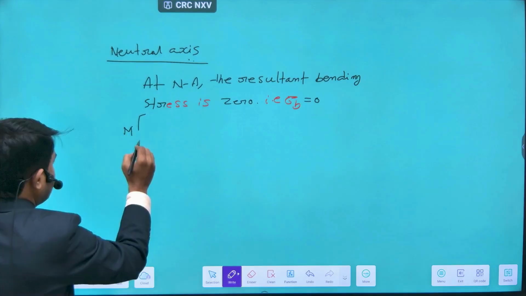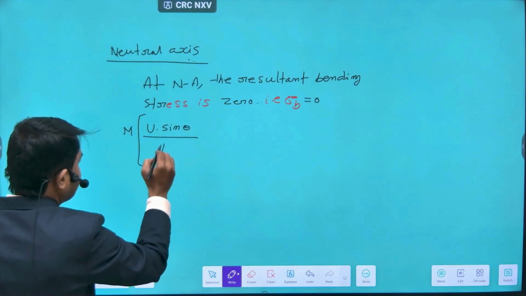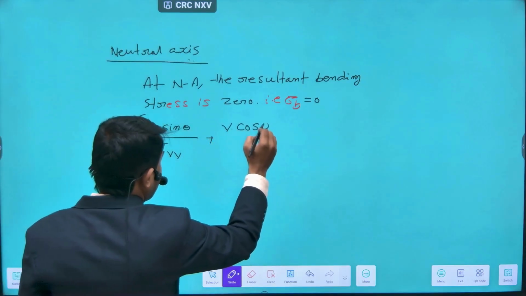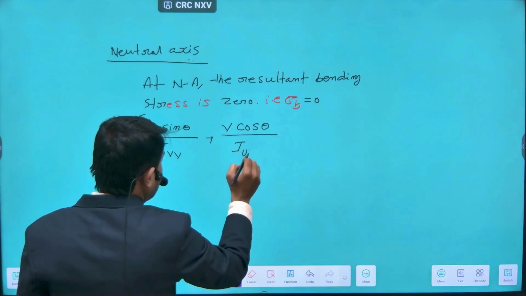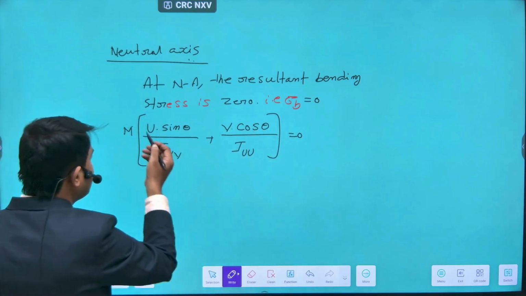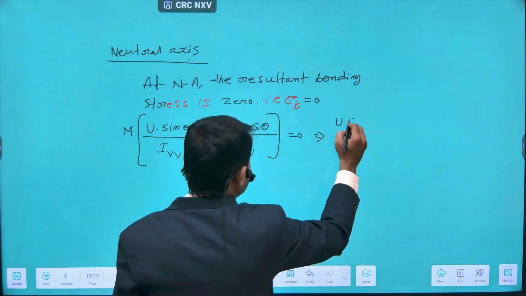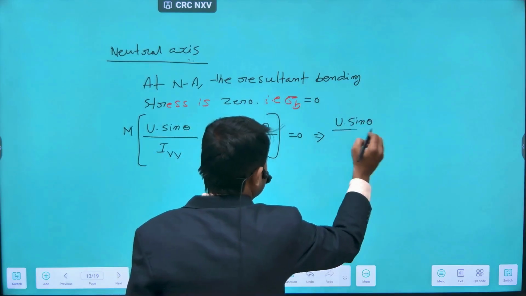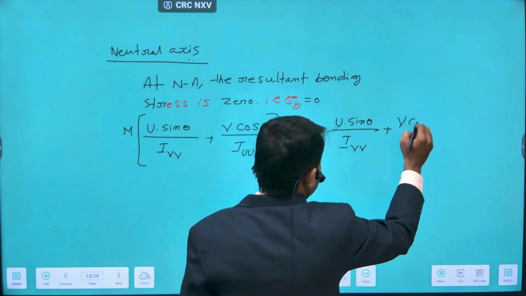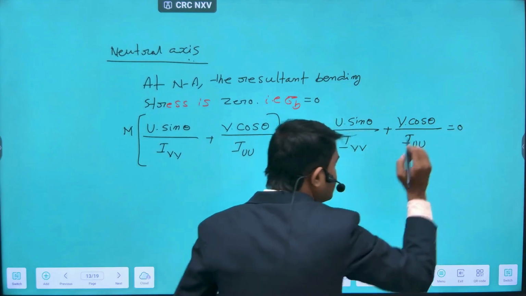Anyway, we are taking M as a common term. U sin theta divided by IVV plus V cos theta divided by IUU is equal to 0. On the right-hand side it is 0 anyway, and M is also going to be 0. So I am writing the remaining terms: U sin theta by IVV plus V cos theta divided by IUU is equal to 0.